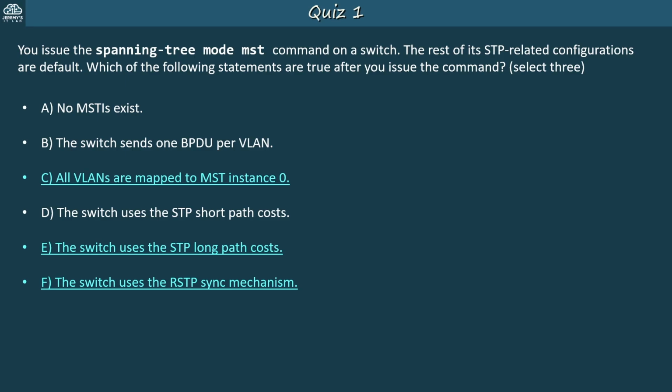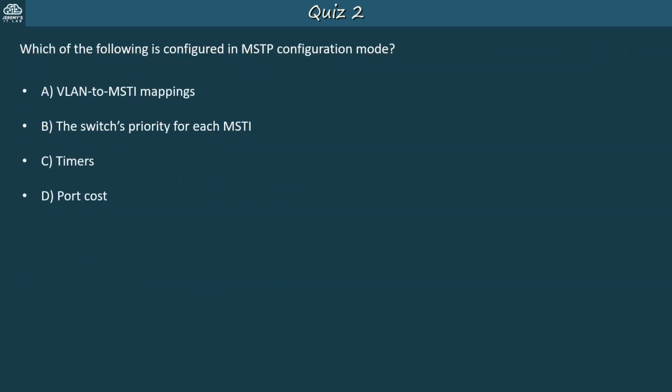Okay, let's move on to quiz question 2. Which of the following is configured in MSTP configuration mode? Pause the video now to think about the answer. Okay, the answer is A, VLAN to MSTI mappings. B and C are configured in global config mode, and D is configured in interface config mode. But A, VLAN to MSTI mappings, are configured in MSTP config mode. You can access MSTP config mode with the command spanning-tree mst configuration.